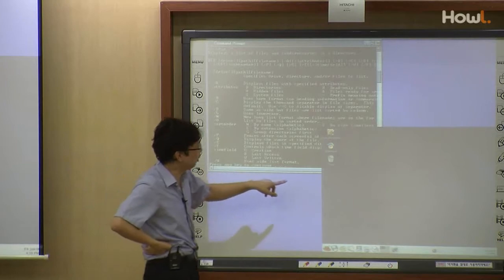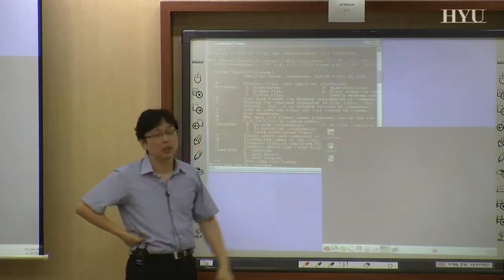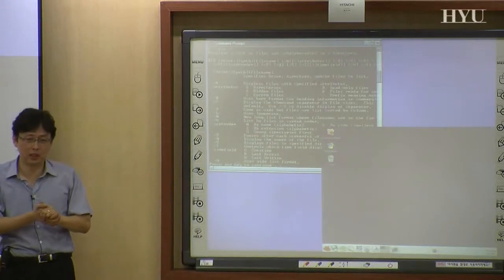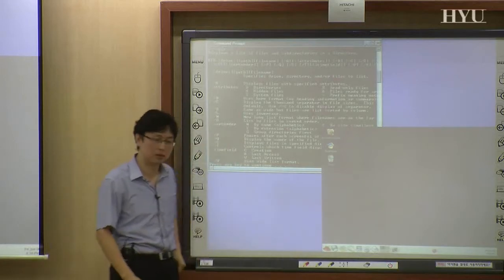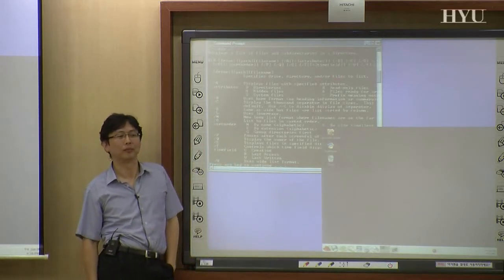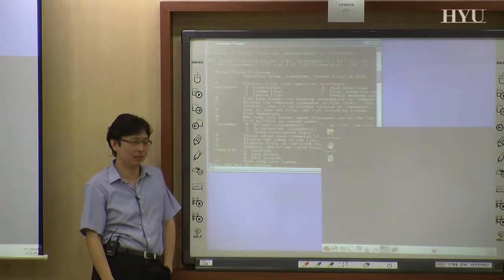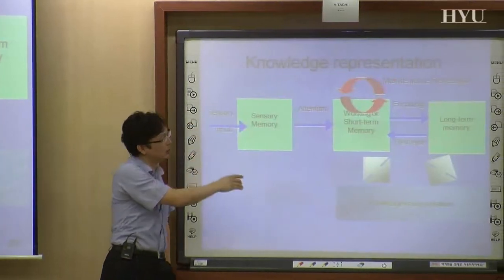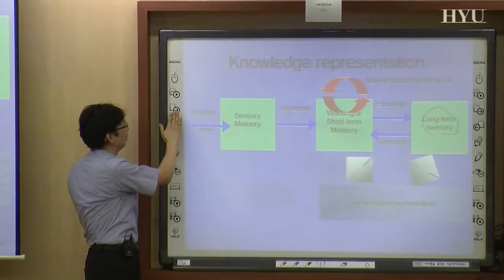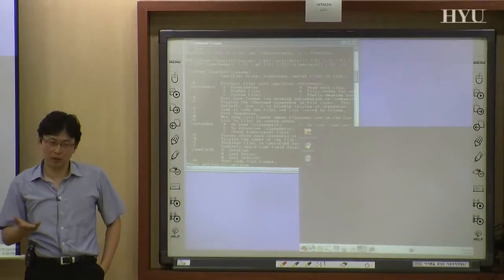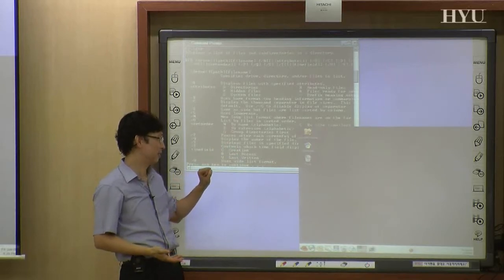So this one is a desktop interface, right? And this one is the Unix or DOS operating system. Why is this one much easier to use? Any reasons? Why is this one difficult? It is linked to this part. So in terms of long-term memory, what do you think?